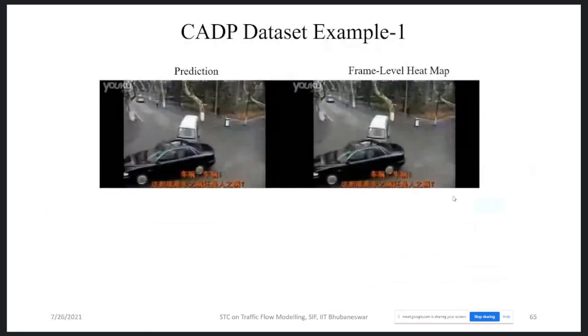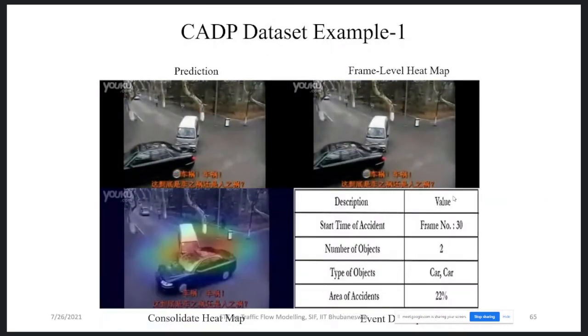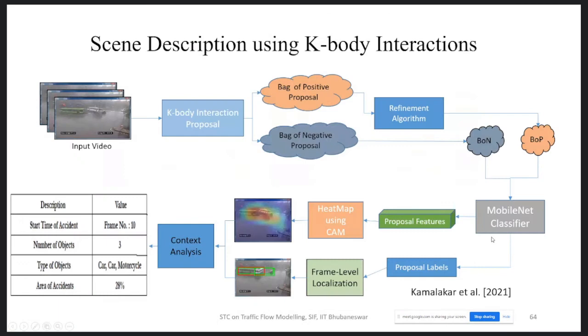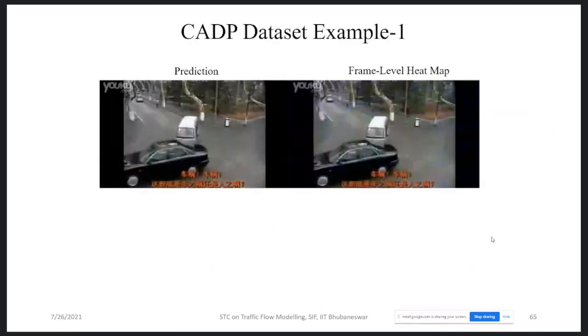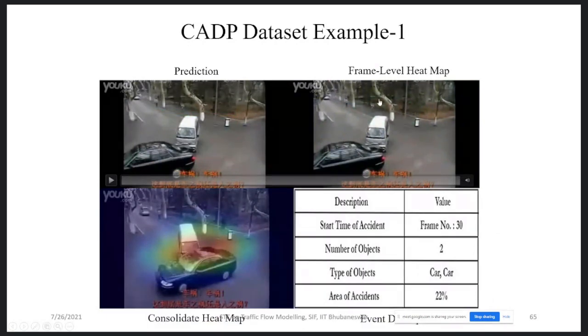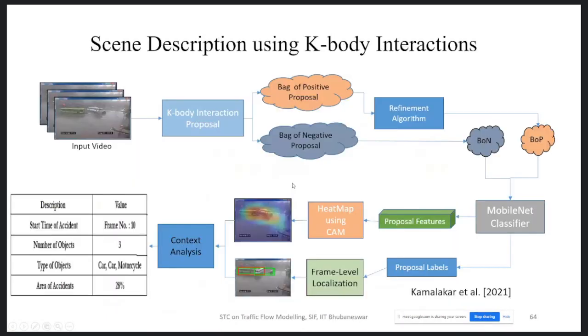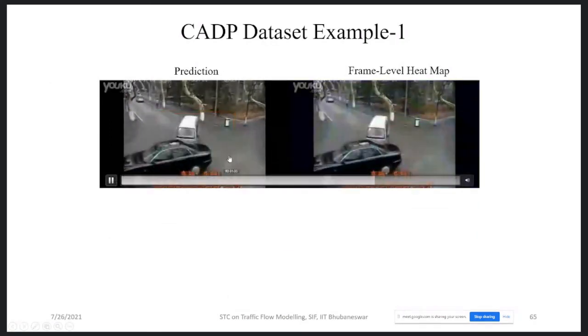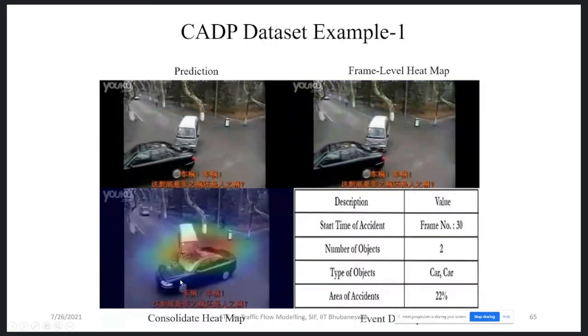And I will show you interesting results, how it basically performs. So you see that this is what we are able to generate. The prediction is this, the frame level heat map we have seen earlier. So prediction means you can see that everywhere we are detecting this, and then the final heat map we are showing, and it also shows a description. What is the description? It says the start time of the accident in terms of frame numbers, at what frame number the accident started, how many objects are involved, the type of the objects, and the possible area of accident.